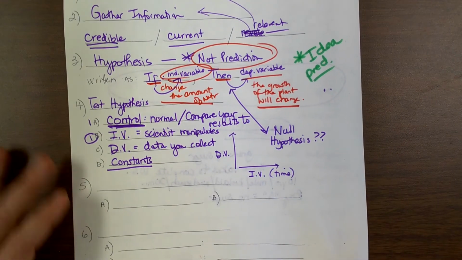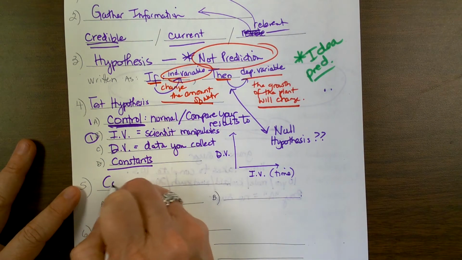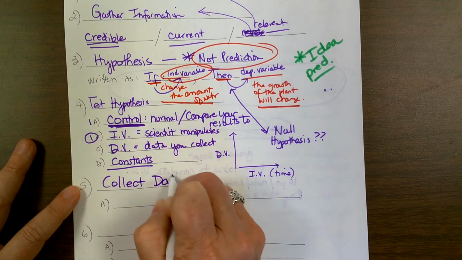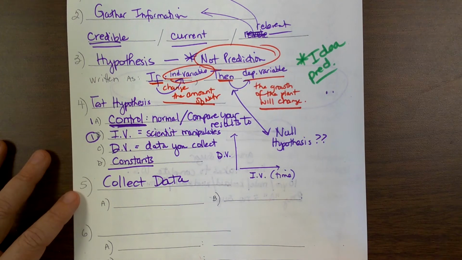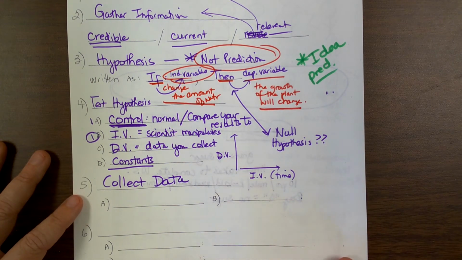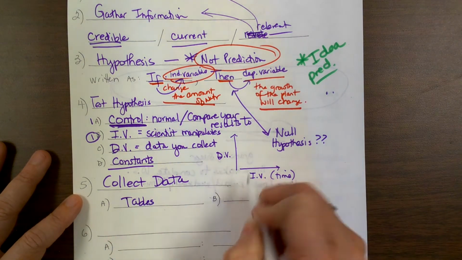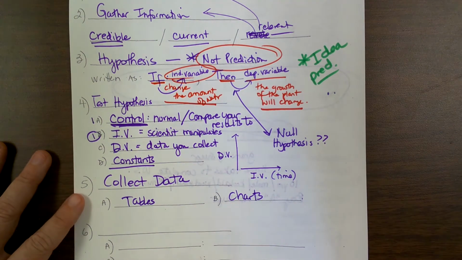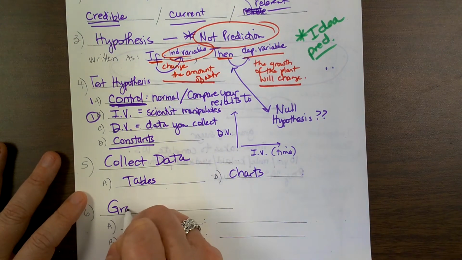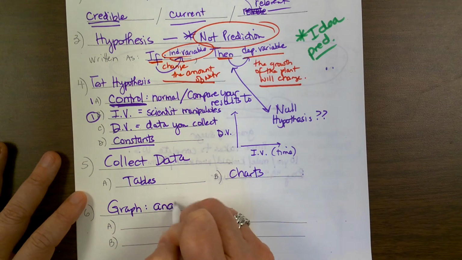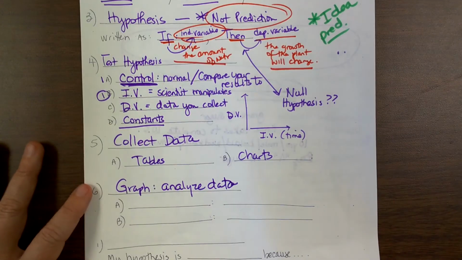So now we tested our hypothesis in this situation with an experiment, and then we're going to collect data. When you collect data, all you're doing is putting it in a data table or a chart so that it's all organized. You're not graphing it yet, and you're not analyzing it. So tables and charts are for collecting data. We do not call them graphs. Our next step is when we do our graph, and then we use these to analyze data. Because a graph should be very easy to read and understand and look at.